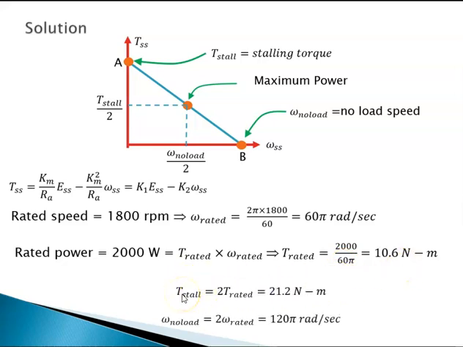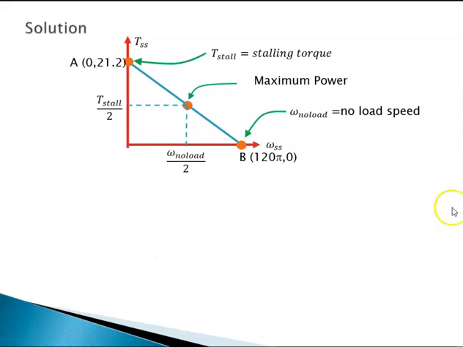So we know what the stalling torque is. Stalling torque is twice the rated torque. No load speed is twice the rated speed. So we find these quantities. At point A, you have 21.2 Newton meters of torque, and at point B, you have speed as 120 pi radians per second. These numerical values are shown over here.